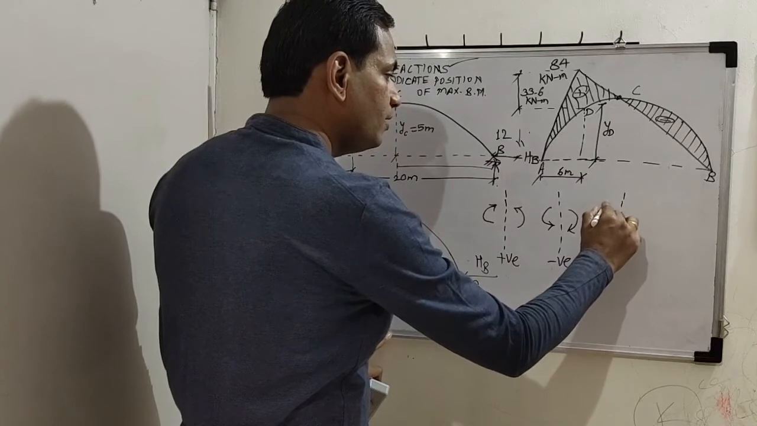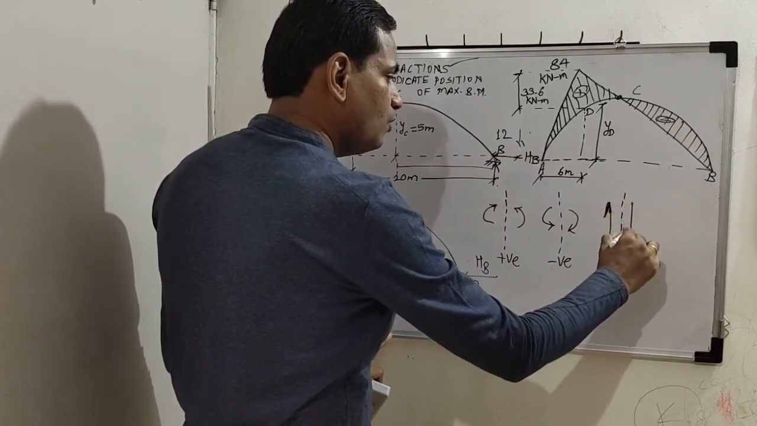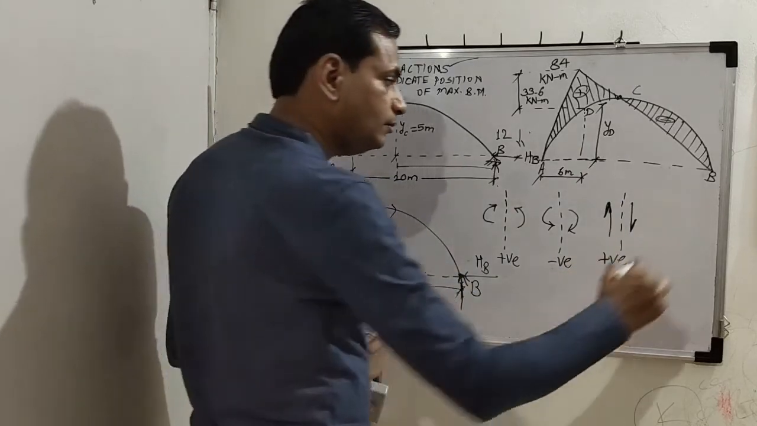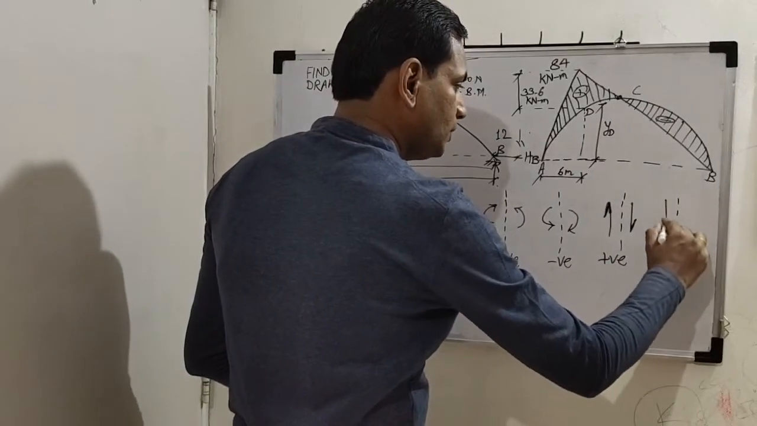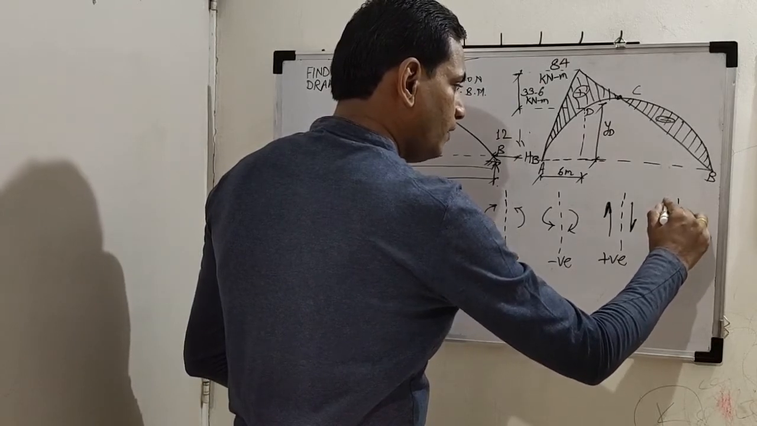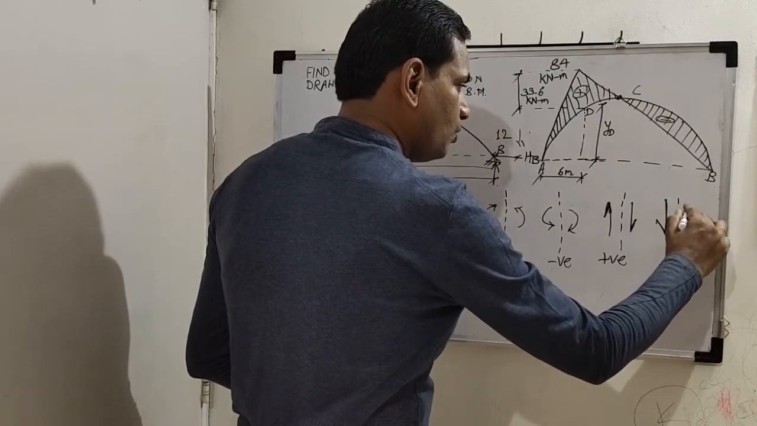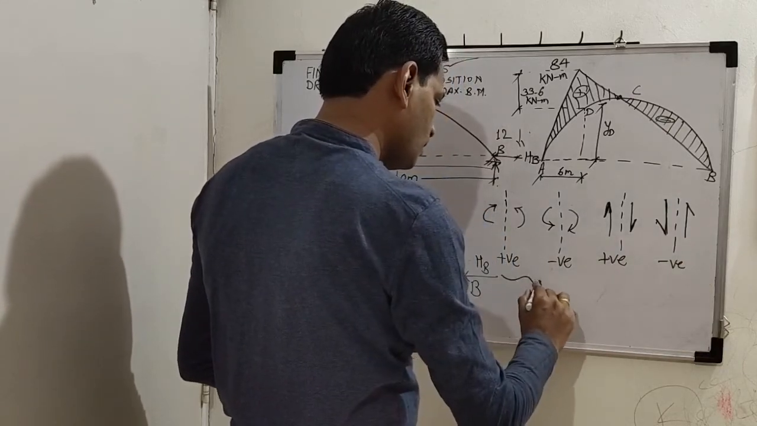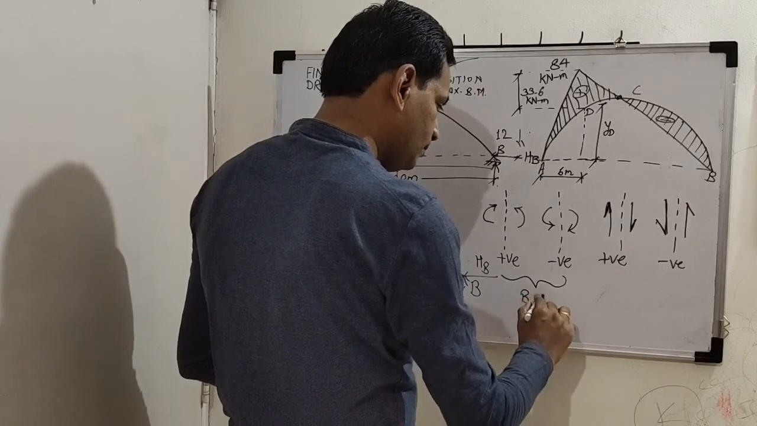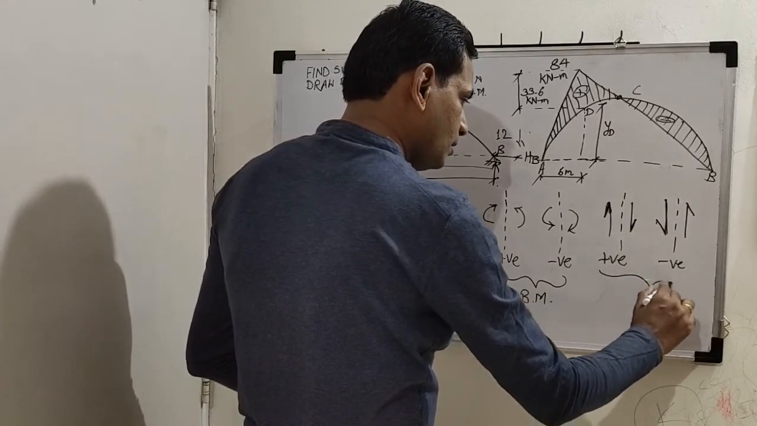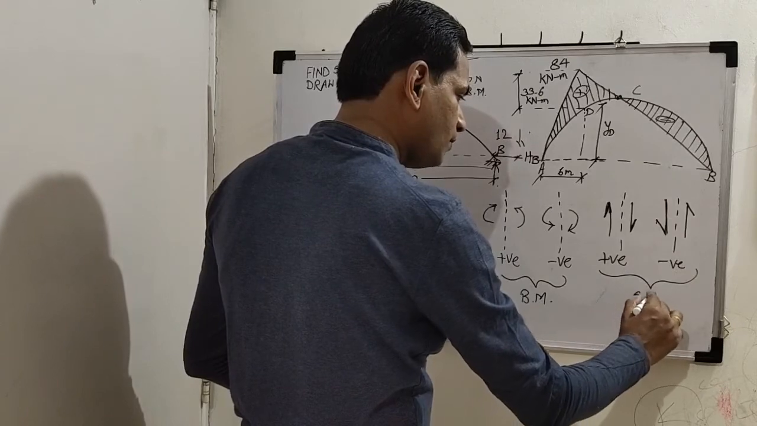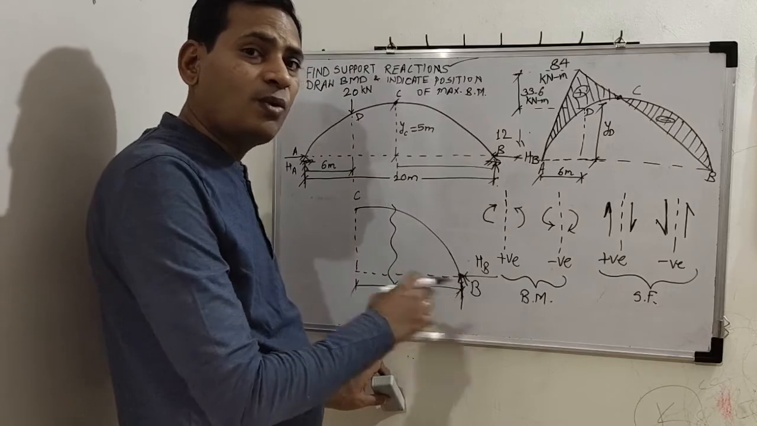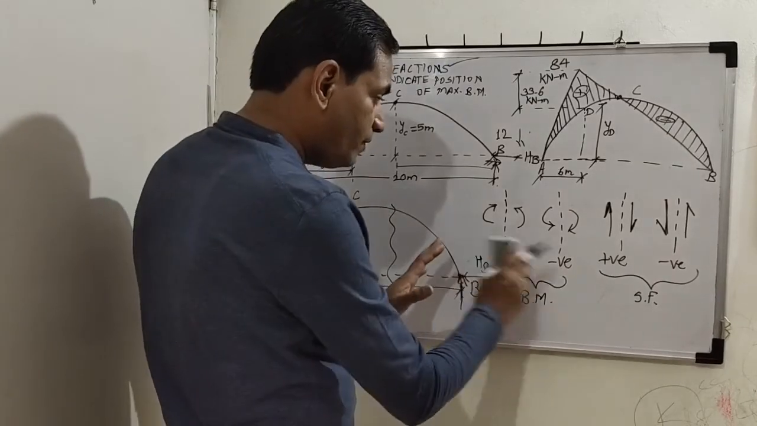Upward on the left hand side, correct, or downward on the right hand side, is positive shear force, and downward on the left hand side or upward on the right hand side, negative. So these first two are for bending moment. Third and fourth, they are for shear force. Okay, so this is the sign convention I am going to use throughout. Now I will rub this.